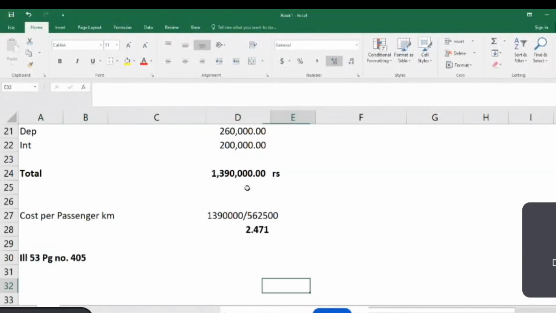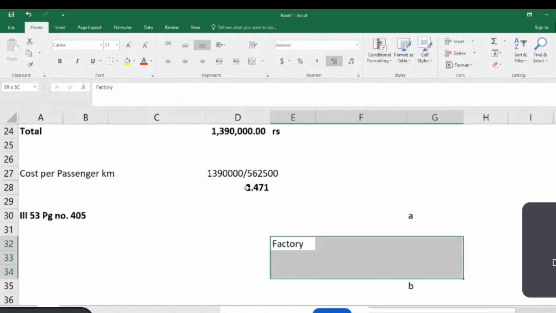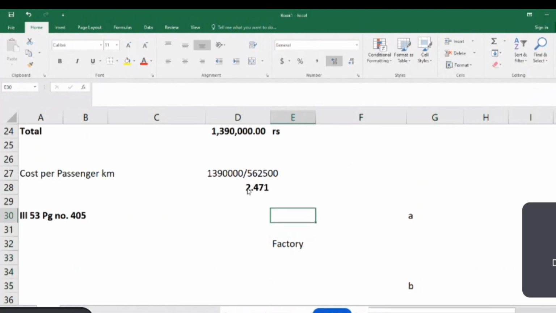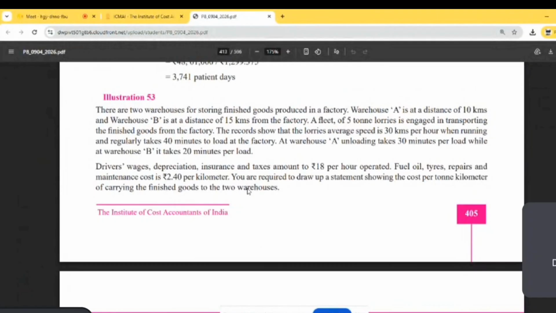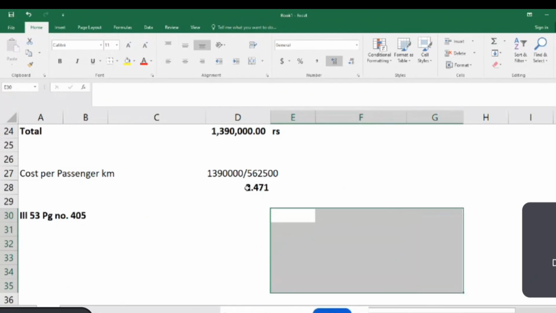So basically there is a factory, and there are 2 warehouses, warehouse A and warehouse B. The lorry truck is traveling at a certain speed, and for loading and unloading it is taking some time, as given in the question. So they are asking the cost per ton kilometer carried. When we are working out the sum, you will understand better. So let's work out illustration 53.